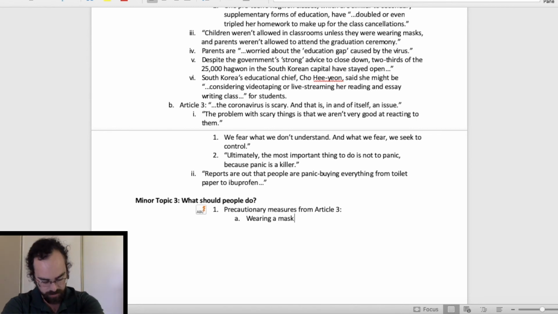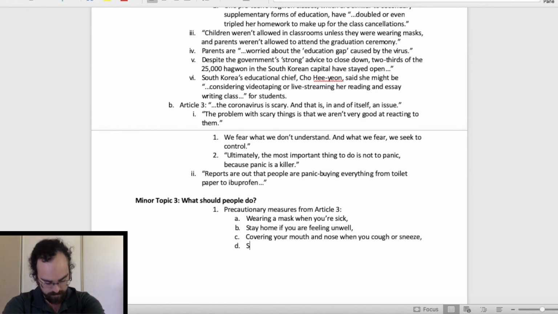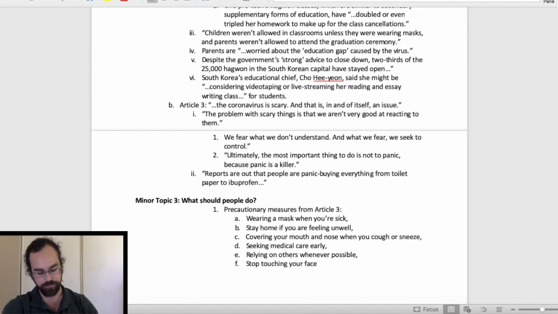So wearing a mask when you're sick. Stay home if you are feeling unwell. Covering your mouth and nose when you cough or sneeze. Seeking medical care early on. Relying on others whenever possible, if needed. Stop touching your face. And then wash your hands.